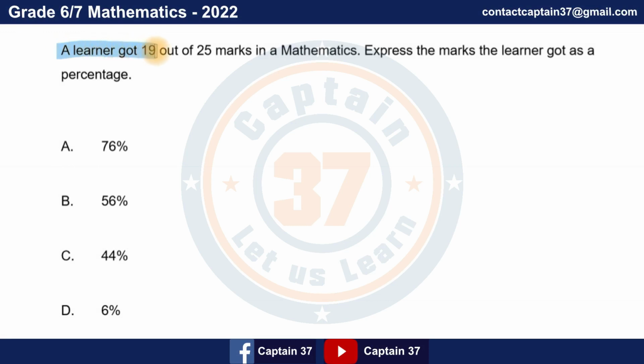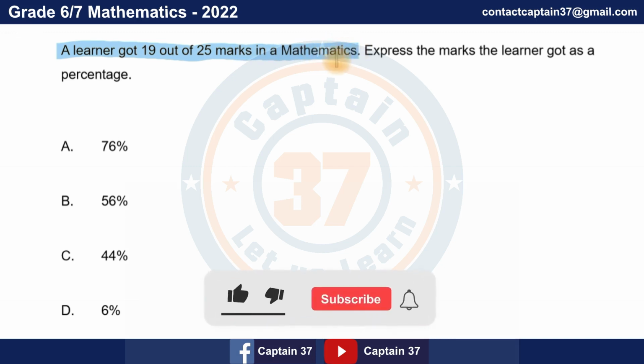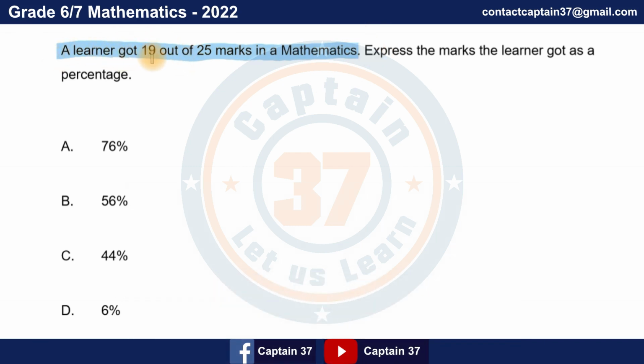Elena got 19 out of 25 marks in a mathematics test. The word test there is missing. Let's just assume that it is there. Express the marks the learner got as a percentage. So how many marks did this student get? 19. Out of what? Out of 25.